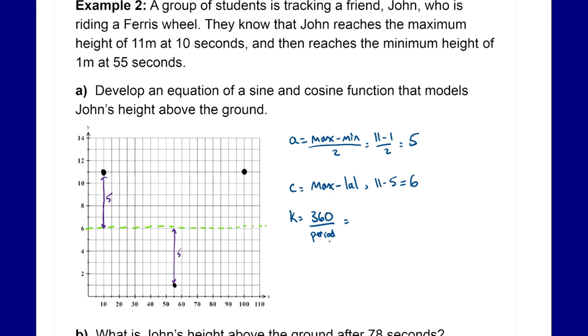360 divided by the period. I can see now it goes from 10 to 100. So 100 minus 10 is 90, and 360 divided by 90 equals 4. So I have my k value, which is 4.